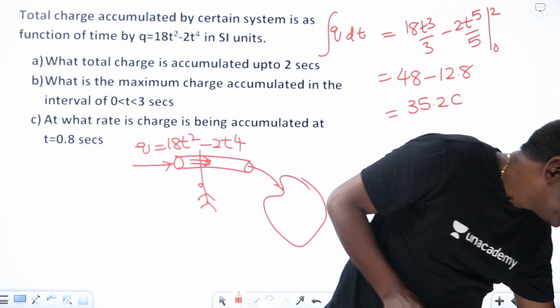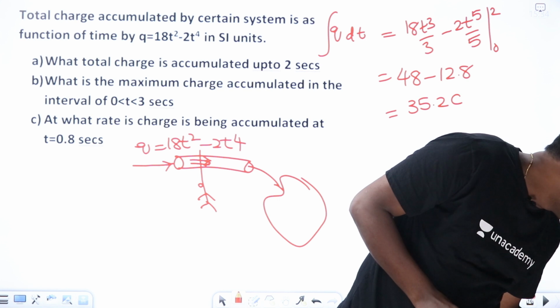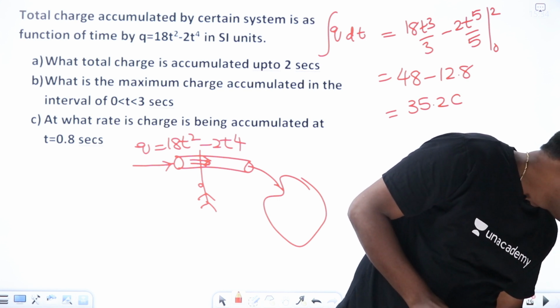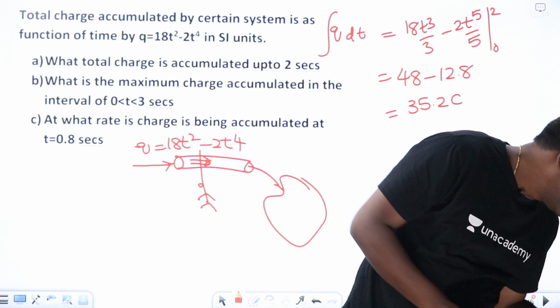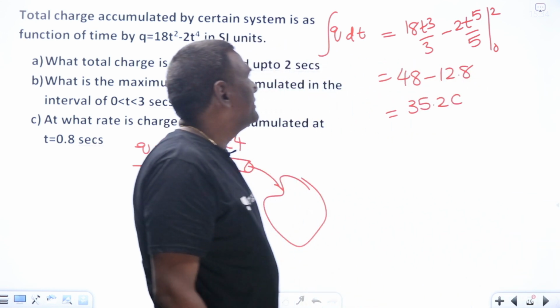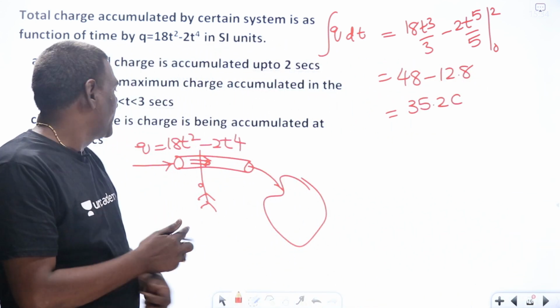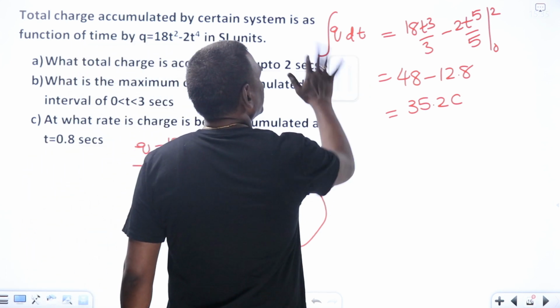35.2 coulombs. Let me check how much I got. I didn't calculate. Okay, anyway, this is going to be the answer for the first question. And now, let us think of the second question.